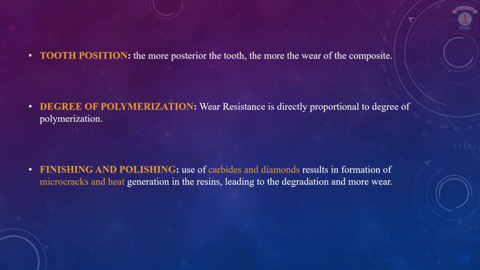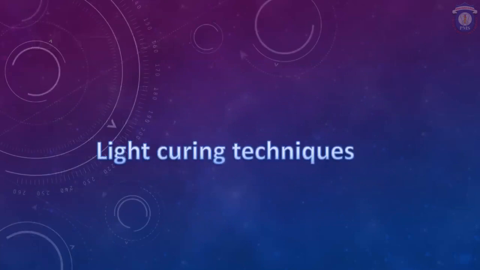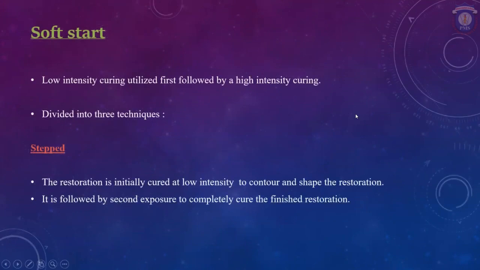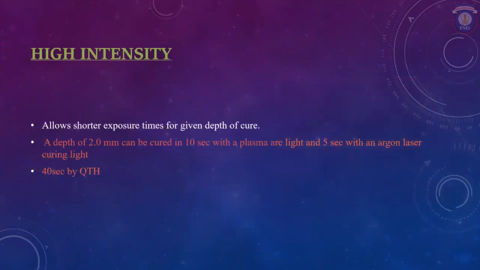Finishing and polishing: the use of carbides and diamonds results in formation of microcracks and heat generation. The main disadvantages are that heat production must be controlled, and they are expensive. Light curing techniques. The light curing techniques mainly involve soft start polymerization, ramped polymerization, pulse delay curing, and high intensity curing.